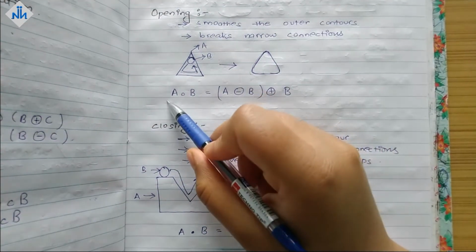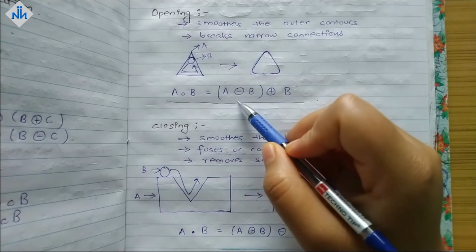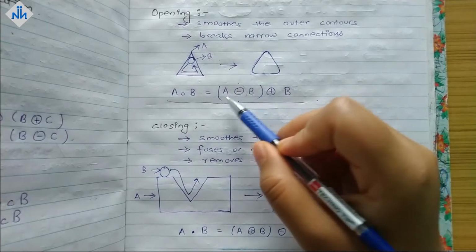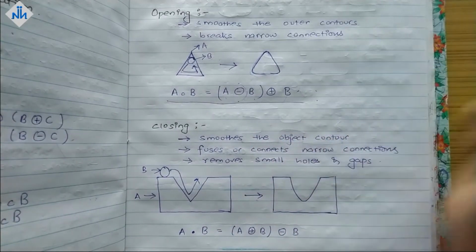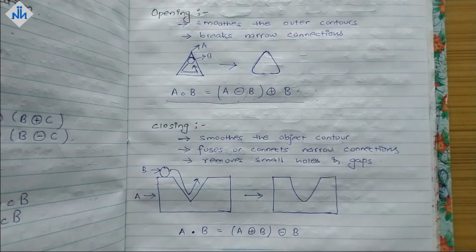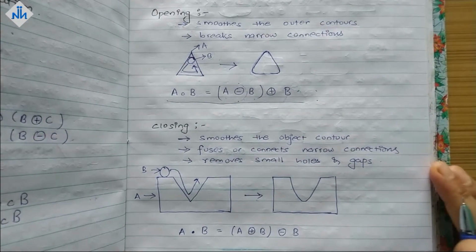It is mathematically represented like this. So basically first you do erosion of A and B and then dilation with B. So this was opening, and closing is also very similar.